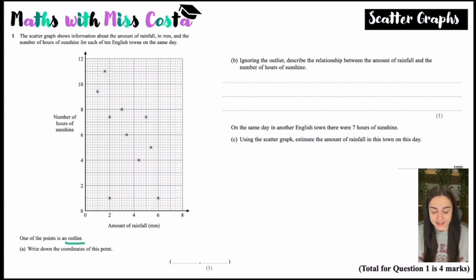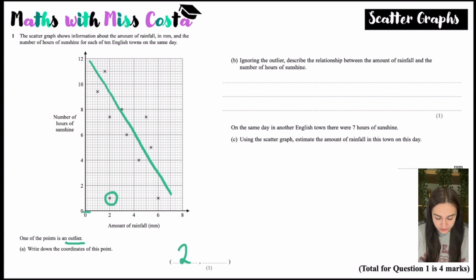If we look at the scatter graph, we can see that generally it's got a negative correlation. So the point that sits far away from this trend would be this coordinate here. And to read the coordinate, we always go along the corridor. So I go along the corridor to 2, up the stairs to 1. So the coordinate would be 2, 1.